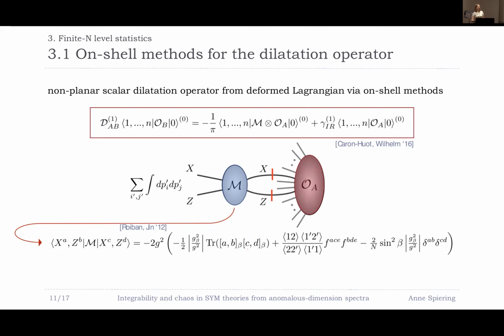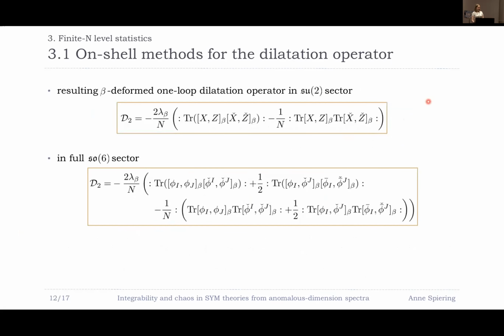And then if you sit down and do all the calculations, what you find is that the beta-deformed dilatation operator looks like this. So it has a single trace contribution that gets inherited from the undeformed theory, only that the commutators are deformed now. And then there's a new term, a double trace contribution. And in the limit where beta goes to 0, this is just the undeformed dilatation operator again. And so this is the result in the SU2 sector.